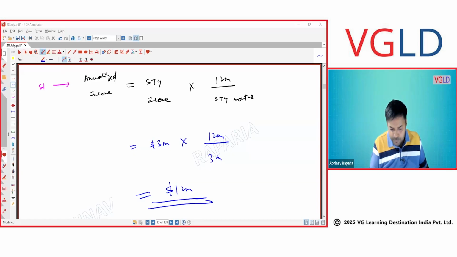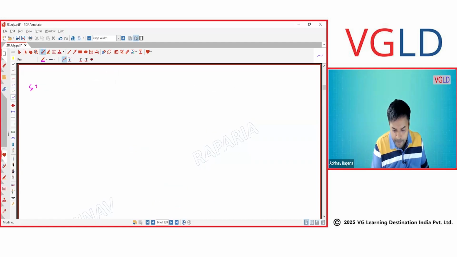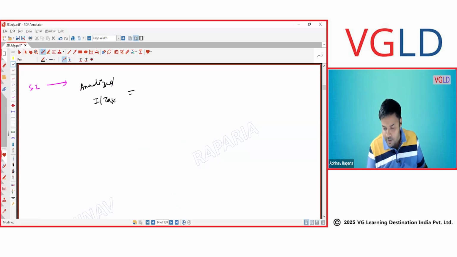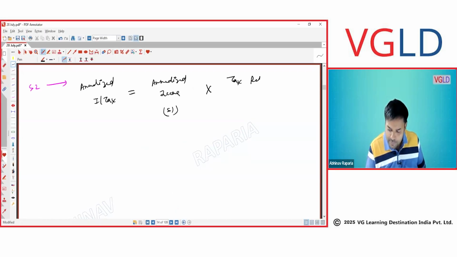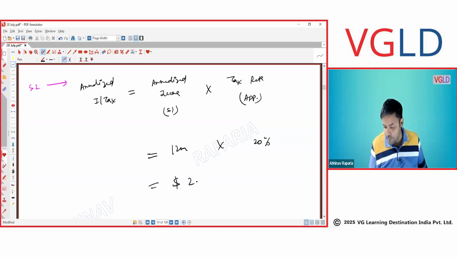Second, step number 2. In step number 2, we are going to calculate the annualized income tax. How do you calculate the annualized income tax? Whatever is the annualized income we calculated in step number 1, multiplied by the applicable tax rate. So if my applicable tax rate is 20% and the income is 12 million, this amount is coming to 2.4 million.